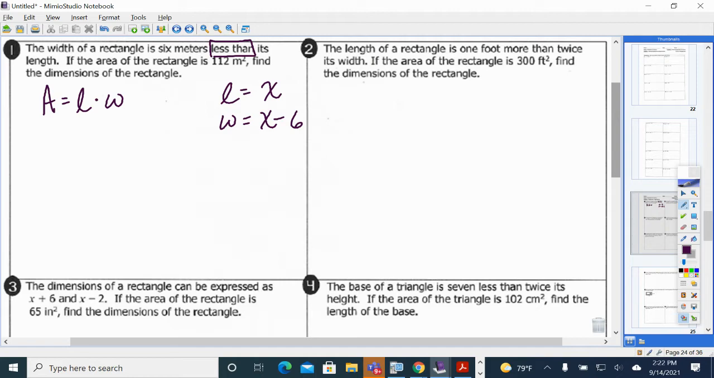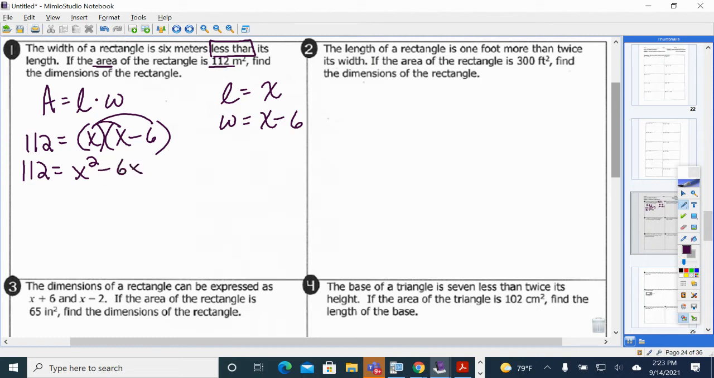All right, so let's plug in our stuff. What is A? That's the area. And in the word problem, it says the area is 112. So we're going to substitute in the 112. The length is X, and the width is X minus 6. So what we have to do here to solve this is use our distributive property to multiply. X times X is X squared, and X times negative 6 is negative 6X.